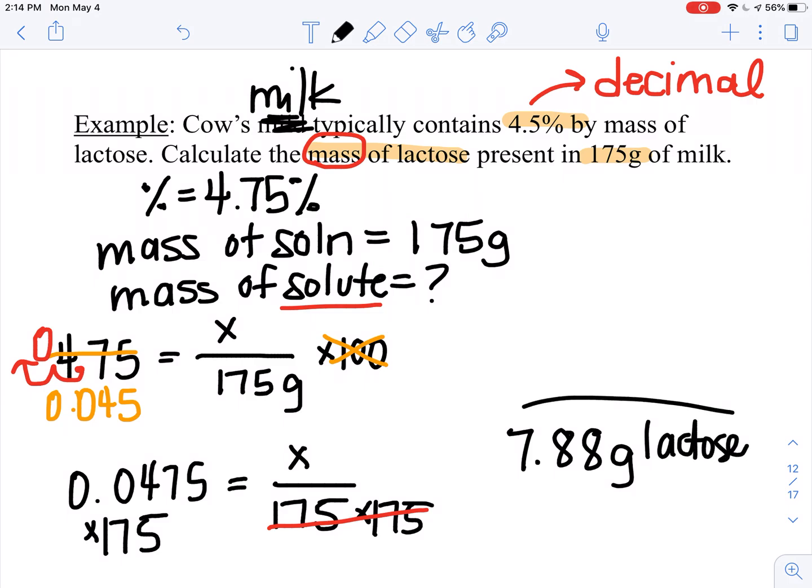And we know that that's the right answer because if you remember on the last slide, our solute always has to be smaller than our solvent, or in this case we can kind of compare it to the solution. 7.88 is smaller than 175, so that would be a logical answer.